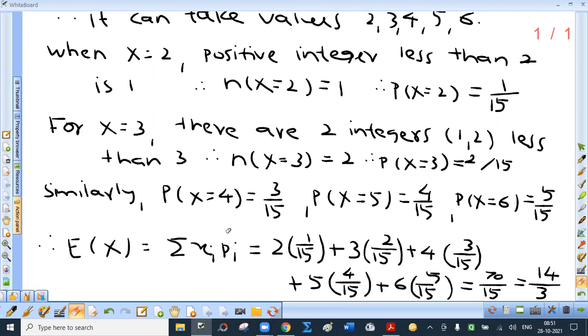Now E(X) is sigma xi pi. So 2 into 1 by 15 plus 3 into 2 by 15 plus 4 into 3 by 15 plus 5 into 4 by 15 plus 6 into 5 by 15. That is 70 upon 15, that is 14 upon 3.